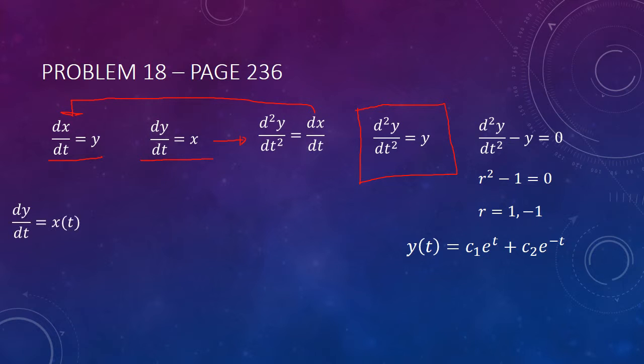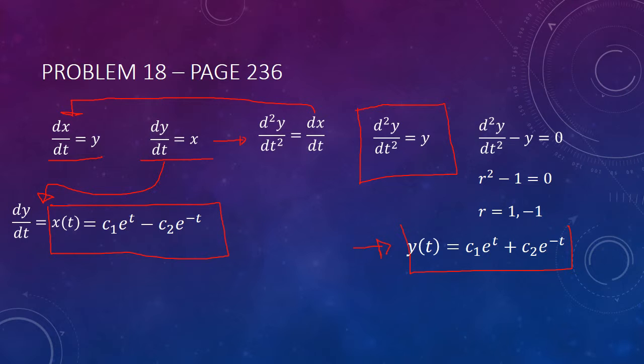So I'm going to use that the derivative of y is equal to x. So I'm going to use this idea right down here. All I have to do is take the derivative of my y, and I should get x. Now if I do that, I get this expression. So now I have an x, and now I have a y.